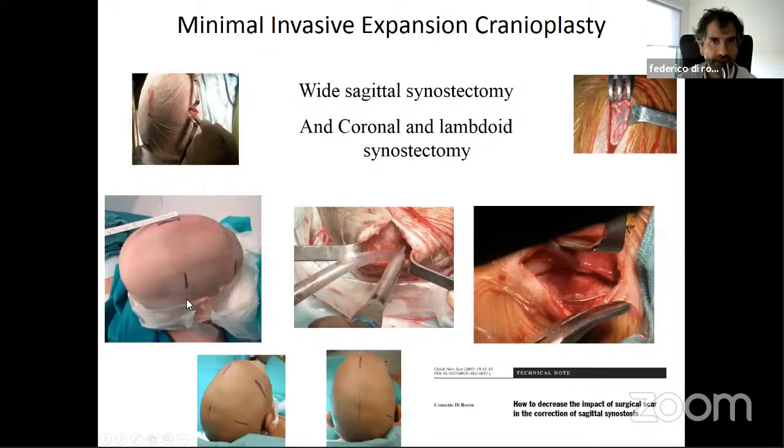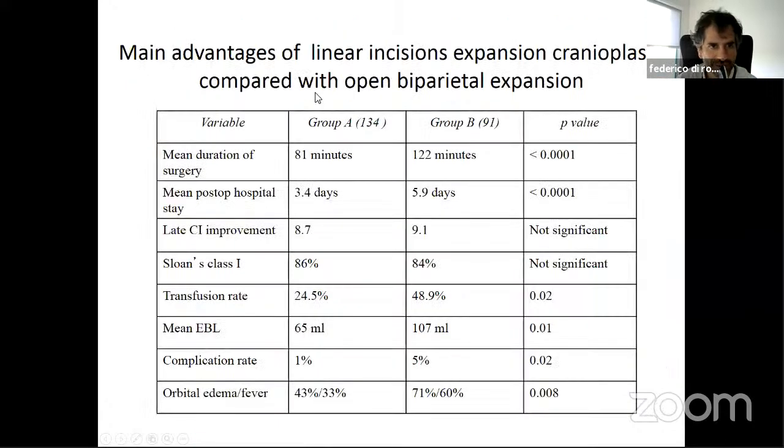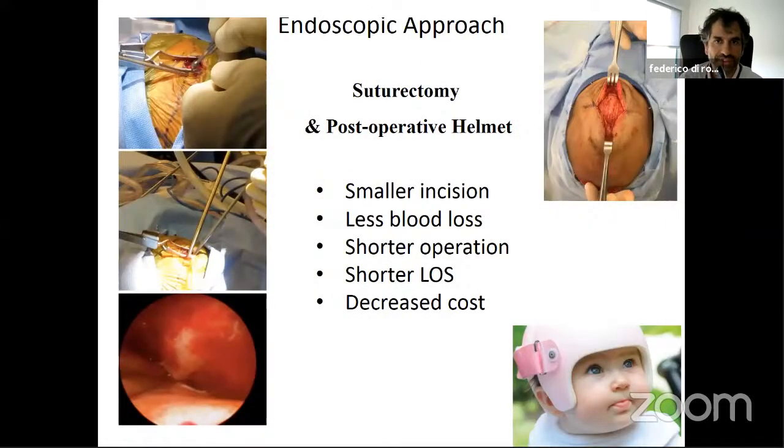The same for the different tailored small scar incisions. The analysis is mainly on the cosmesis and the transfusion rate or complications of the technique, with the duration and the postoperative stay of the patient. The same for the helmet after the endoscopic surgery. So we have smaller incisions, less blood loss, shorter operation, shorter length of stay, and decreased cost. This has also been discussed.